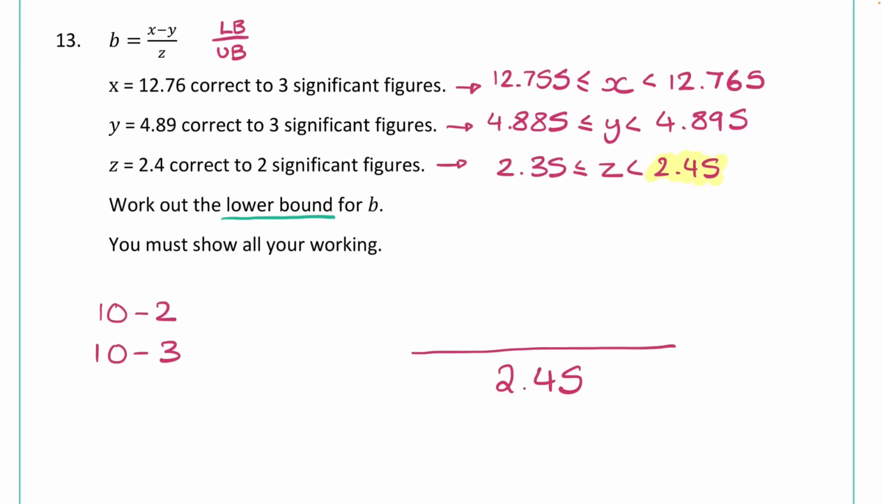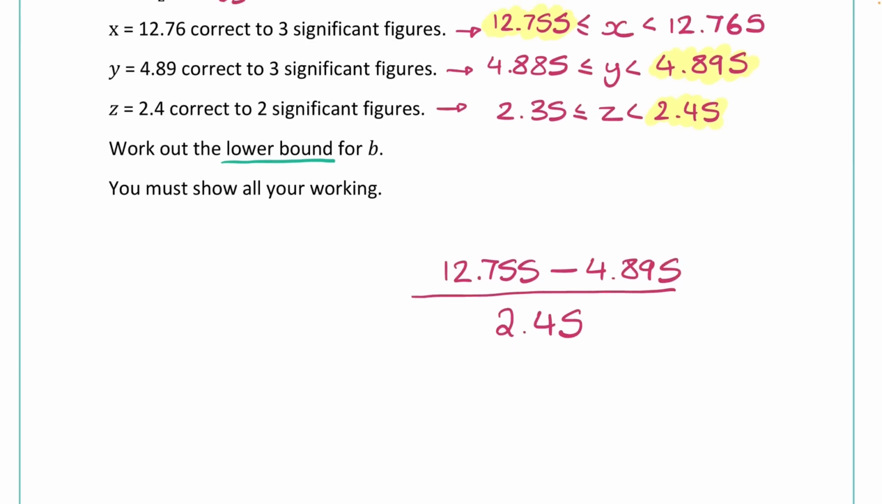Obviously, they're just numbers that I've completely made up there, but we want to get the smallest x, so 12.755, and subtract the biggest y. That's going to give me the smallest number on the numerator. So take away 4.895. Once we've done this, double check your thought process.